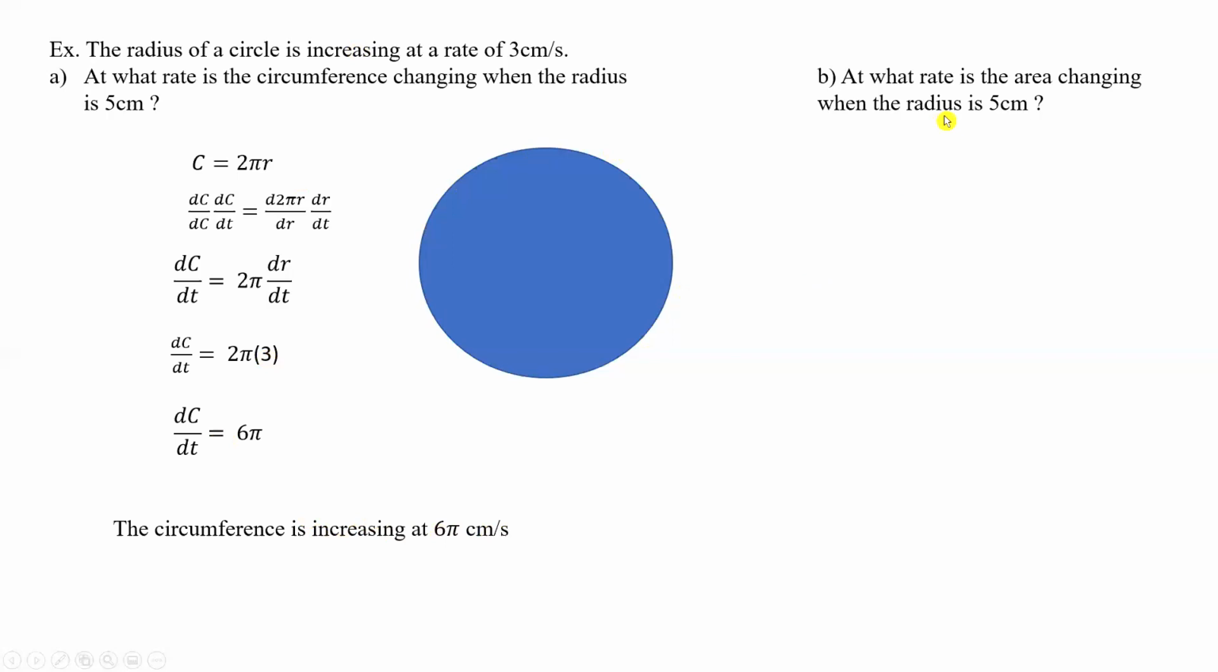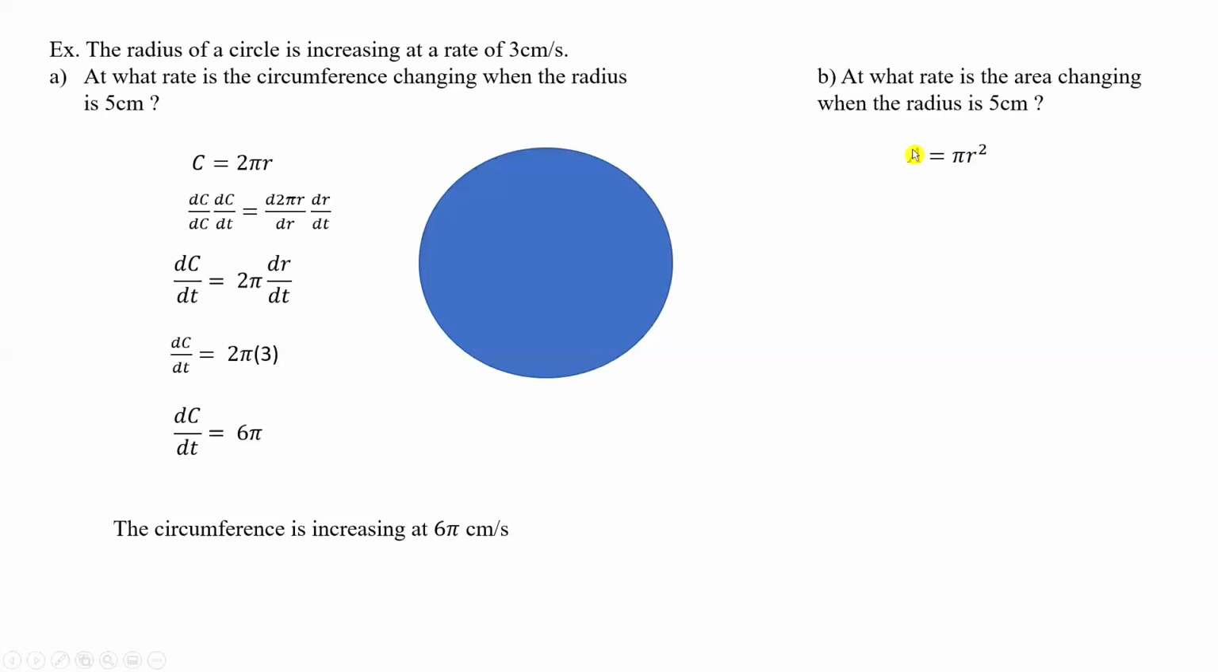Time for you to try it on your own. At what rate is the area changing? First thing you need to start with is the area of a circle, pi r squared. Take the derivative of both sides of the equation with respect to t. Try it on your own, put me on hold.